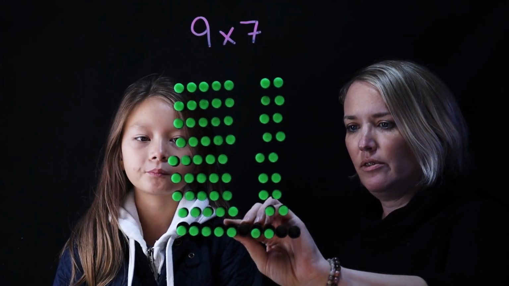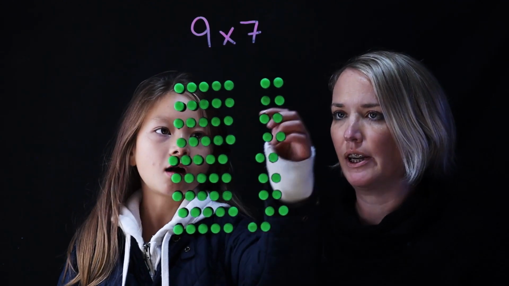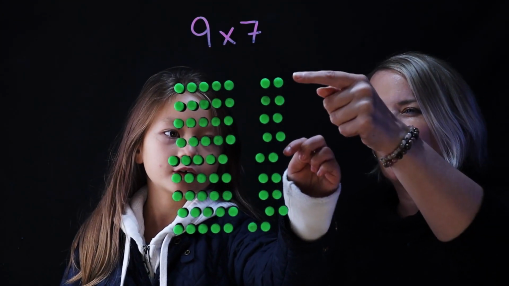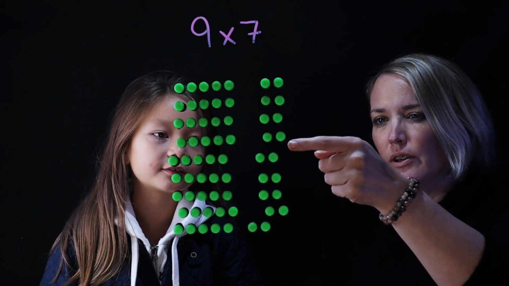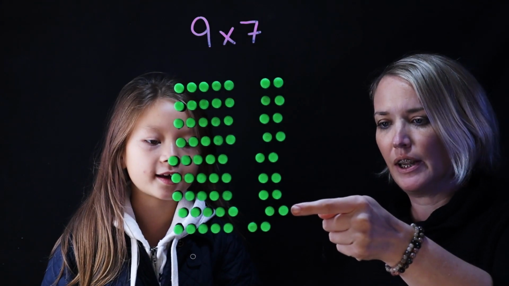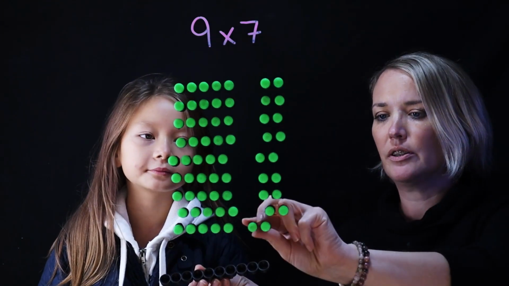Okay, do we have 9 now, Celeste? 9 groups of 7, right? Can you count out loud? So 1, 2, 3, 4, 5, 6, 7, 8, 9. Cool. I'll just move this one.